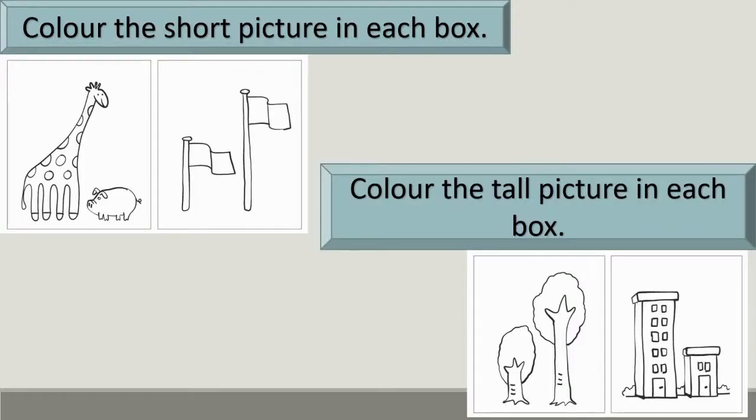Now, activity time. Here some pictures are given. Color the short picture in each box. Here are given pictures, and all of you color which is short in each box. Color the tall picture in each box. Here two pictures are given in each box. Now you color the tall one.